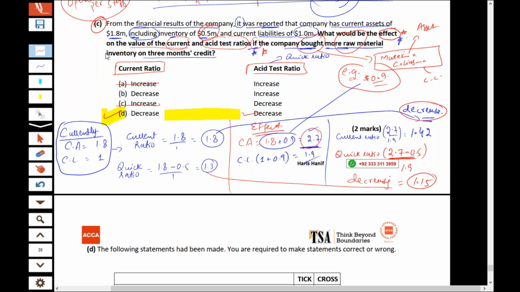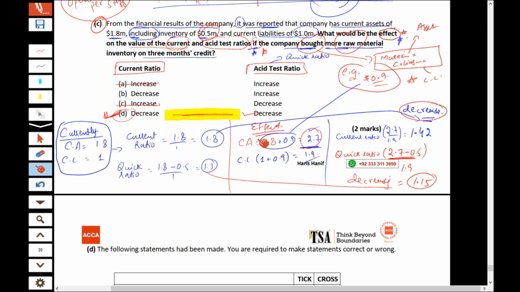Whenever you are dealing with such a question in which you are asked to give the impact and the effect, just assume random figures and figure out what the current scenario is and what the next case would be. In this very simple manner, you will be able to calculate and give the theoretical part of the answer. Both are decreasing.